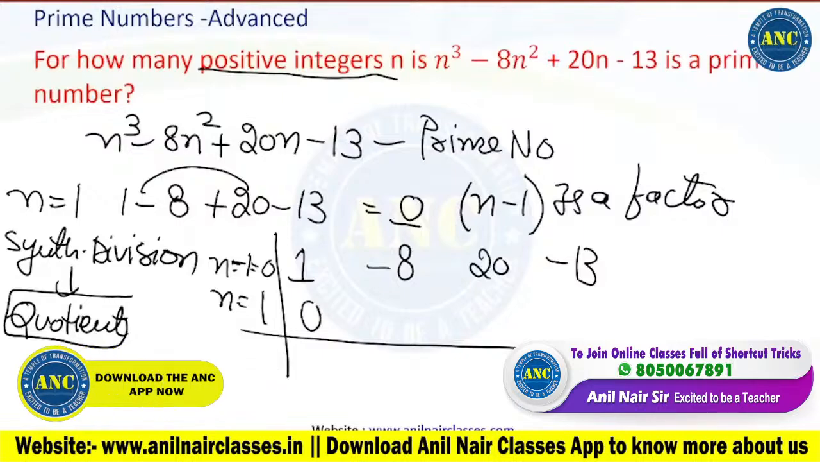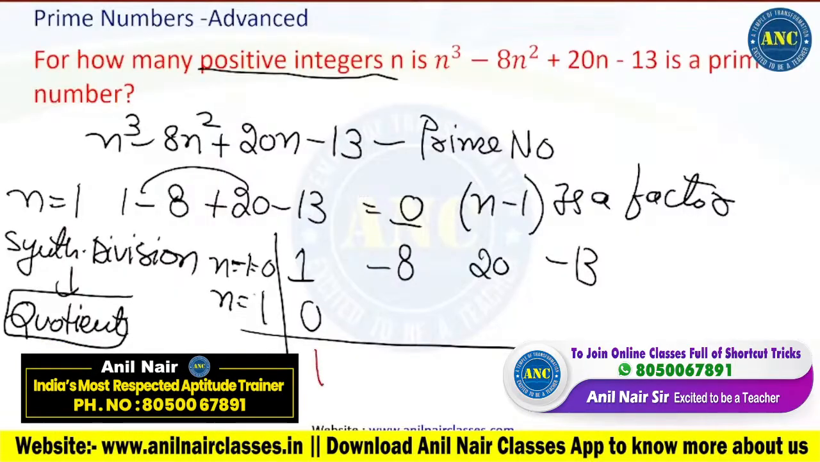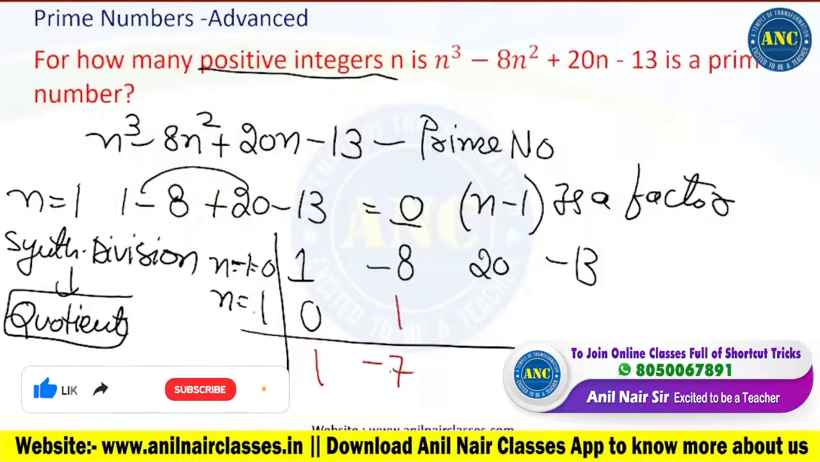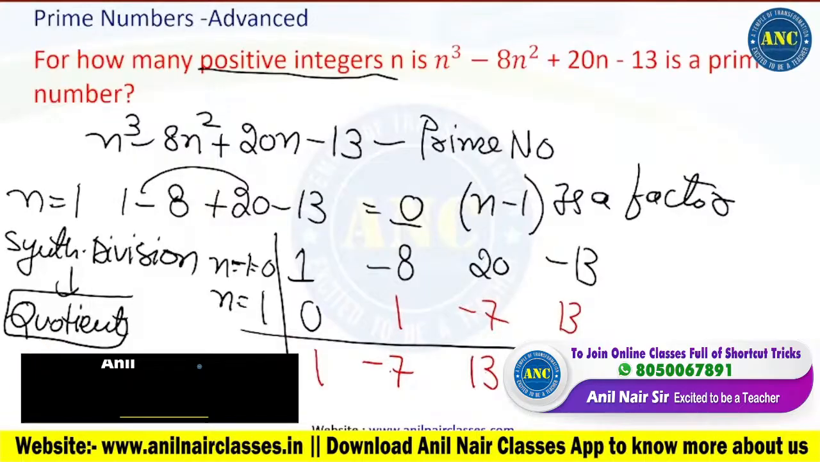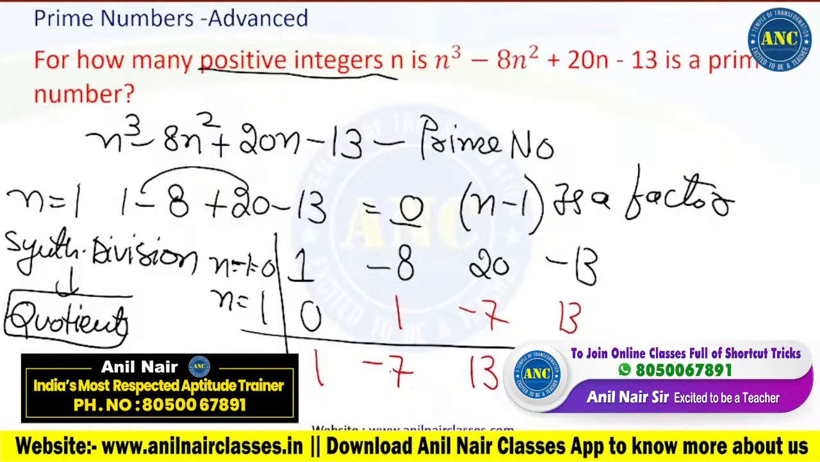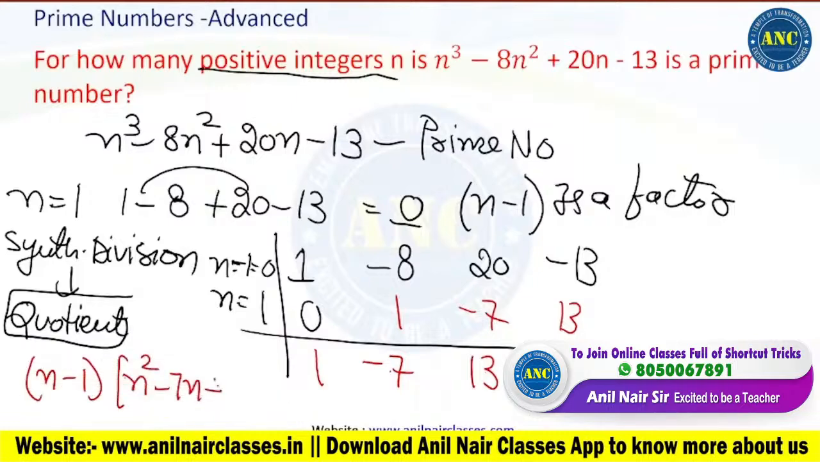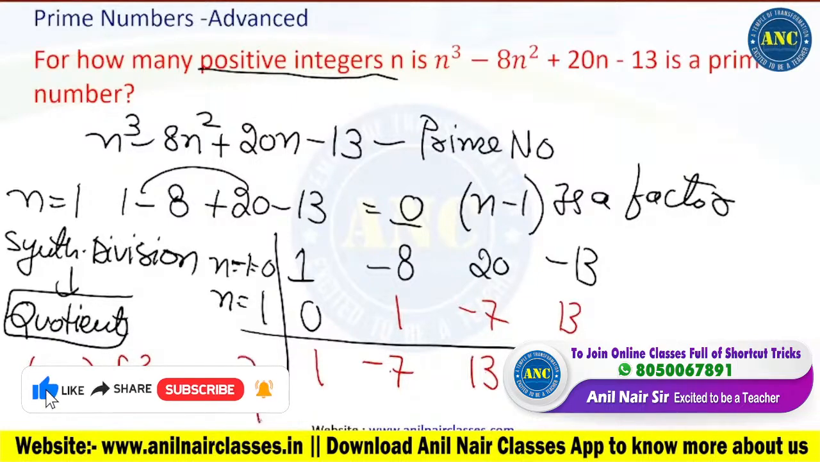The n cube coefficient and the n coefficient both are the same. 1 plus 0 is 1. 1 ones are 1. Minus 8 plus 1 is minus 7. Minus 7 into 1 is minus 7. 20 minus 7 is 13. 13 ones are 13. The remainder is 0, so n minus 1 is a factor. The quotient out of the cubic is n square minus 7n plus 13.